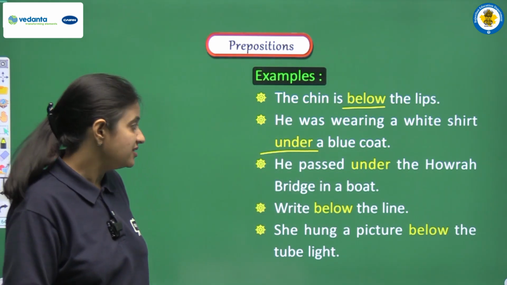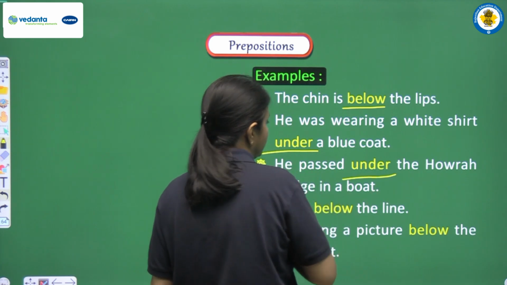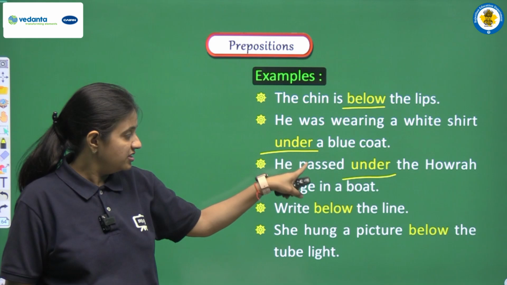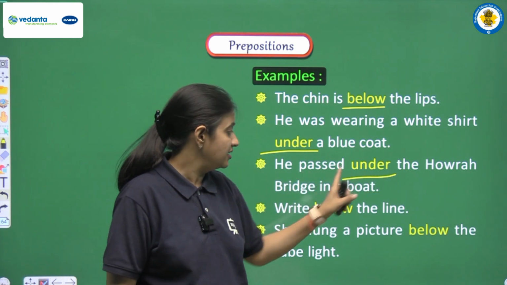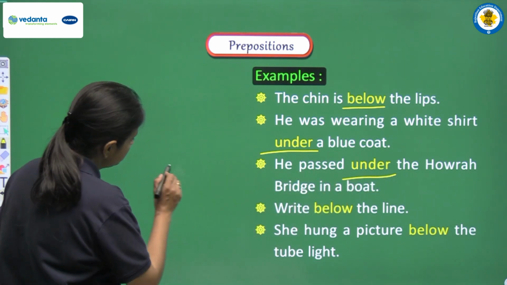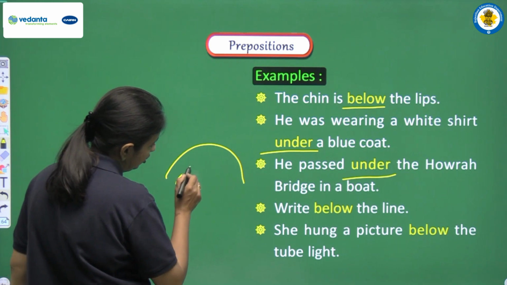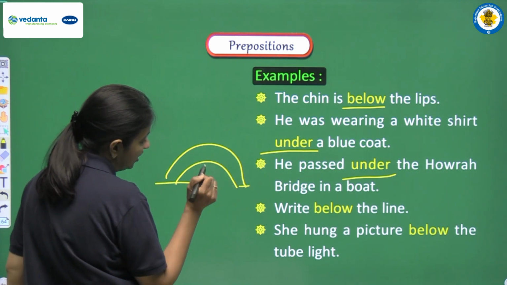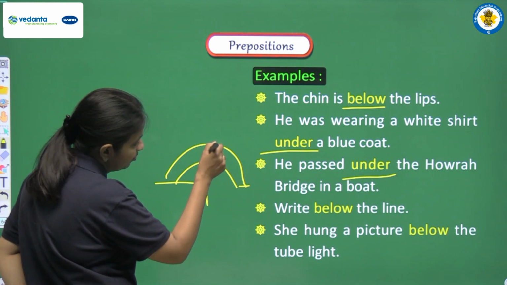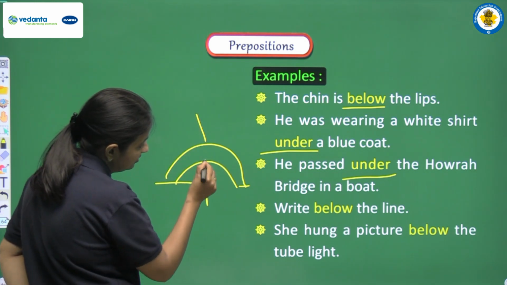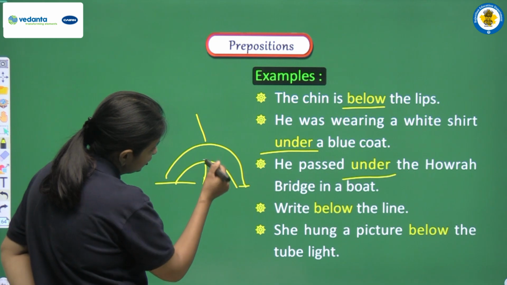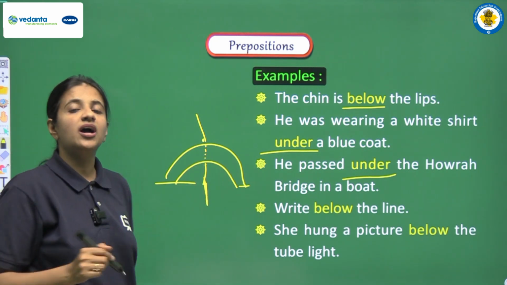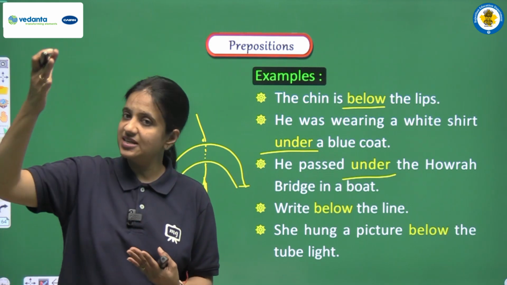Next is, he passed under the Howrah Bridge in a boat. So now in this sentence also we are using under. Why? Because there was one person and he passed under the Howrah Bridge in a boat. So suppose this is a bridge. Okay, we all know bridge jo hote hain wo aise bane hote hain river ke upar, and now yahan pe ek boat hai. Okay, so boat jo hai wo is side se bridge ko cross karke is side mein ja rahi hai river mein. So jab wo yahan se bridge ke niche se niklegi, okay, so is distance mein jab wo hogi tab kya hoga, bridge jo hai wo boat ko obviously upar se cover karega.